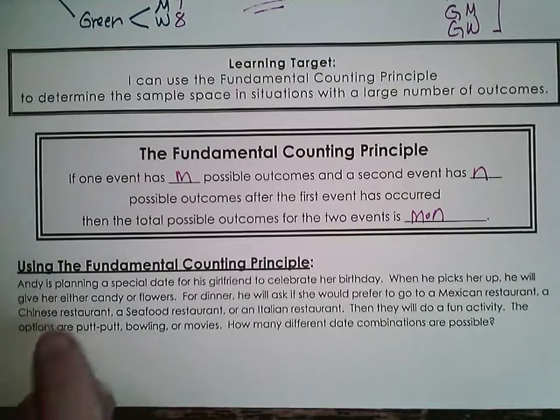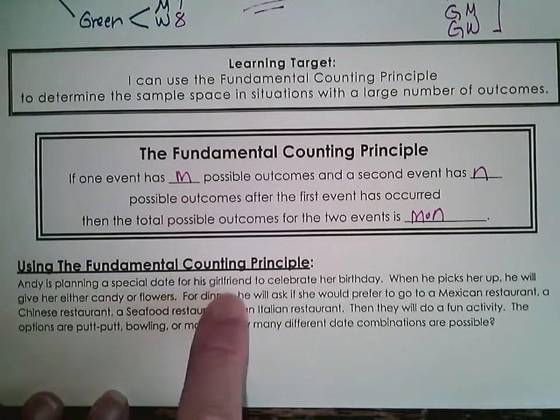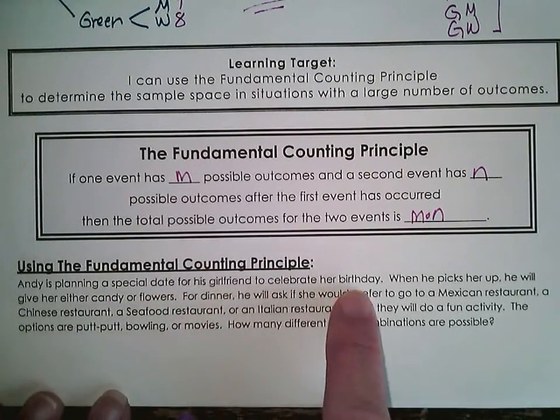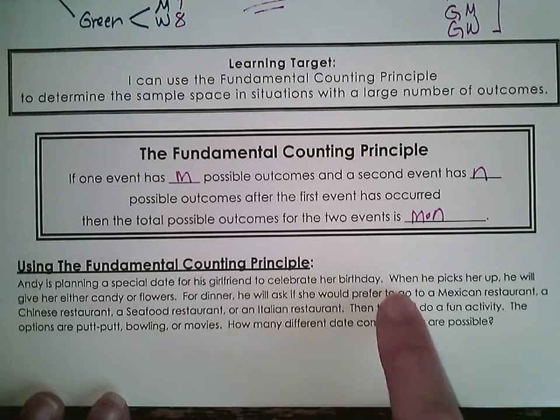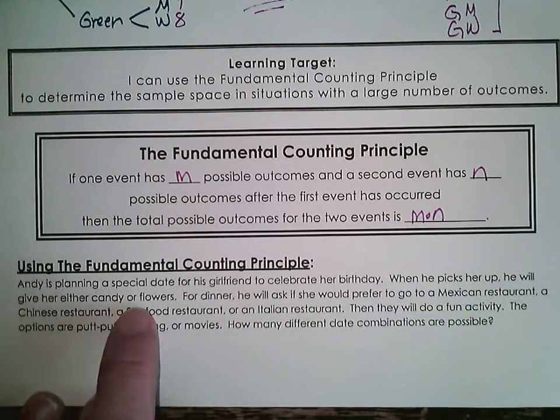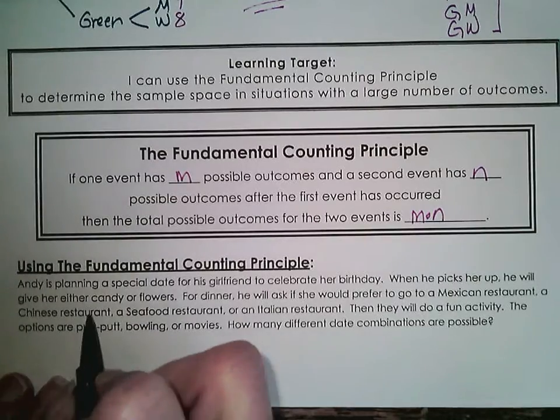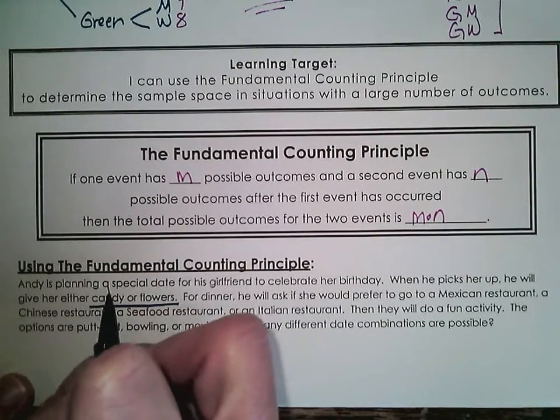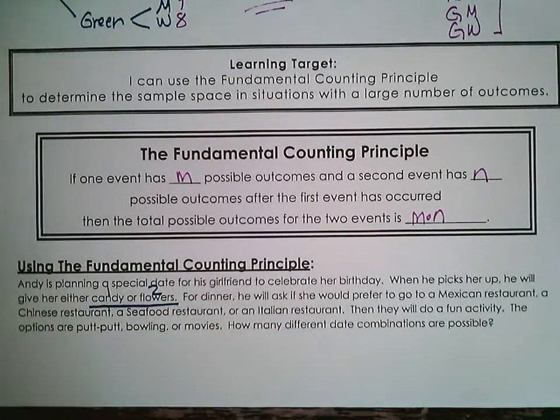Andy's planning a special date for his girlfriend to celebrate her birthday. Good man, Andy. When he picks her up, he will give her either candy or flowers. So first thing, candy or flowers. So there's 2 things there, a little gift to start the evening off on the right note.